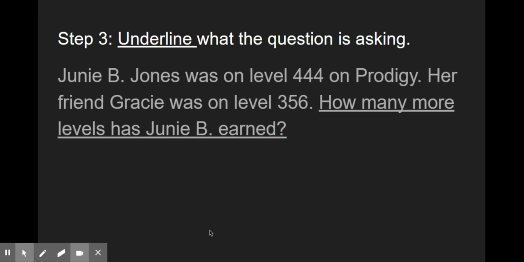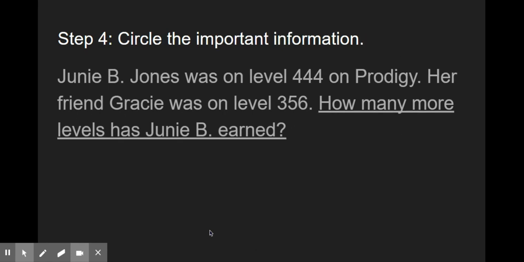The first two sentences are giving us information, but the last one is asking. So I know that that is the question I need to find the answer to. How many more levels has Junie B earned? Step 4 is to circle the important information. I know that Junie B was on level 444, so I'm going to circle that. And I also know that Gracie was on level 356, and I need that to solve my problem too. So I'm going to circle it.